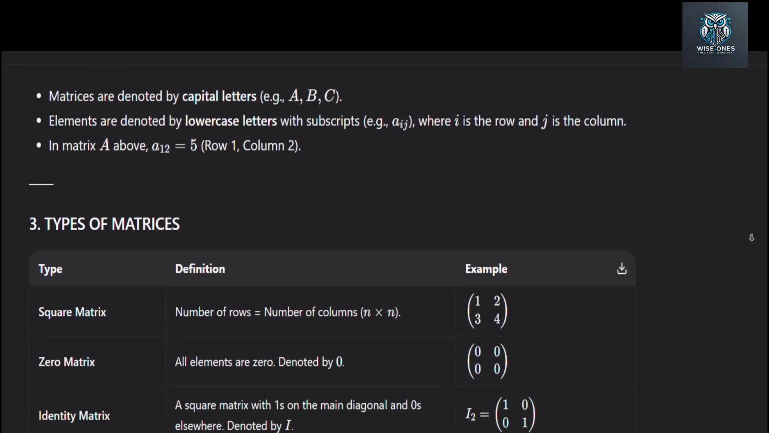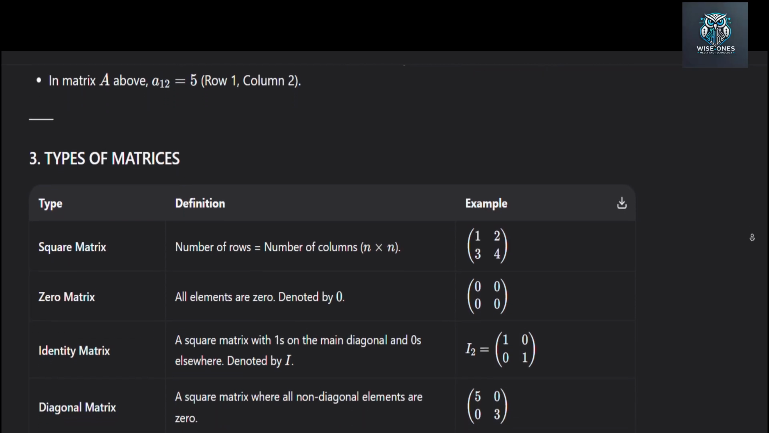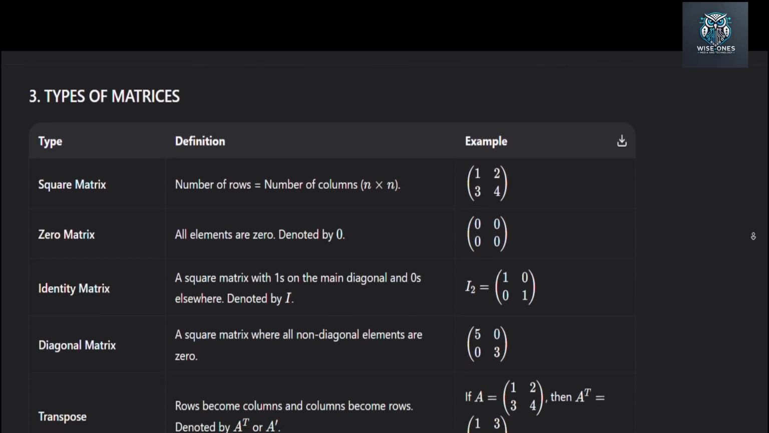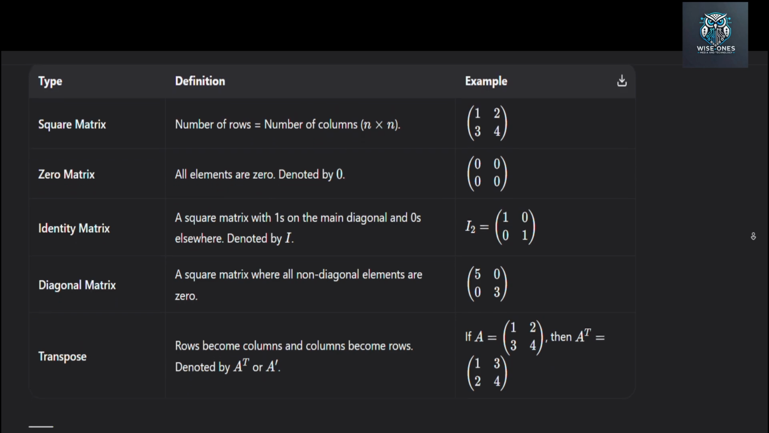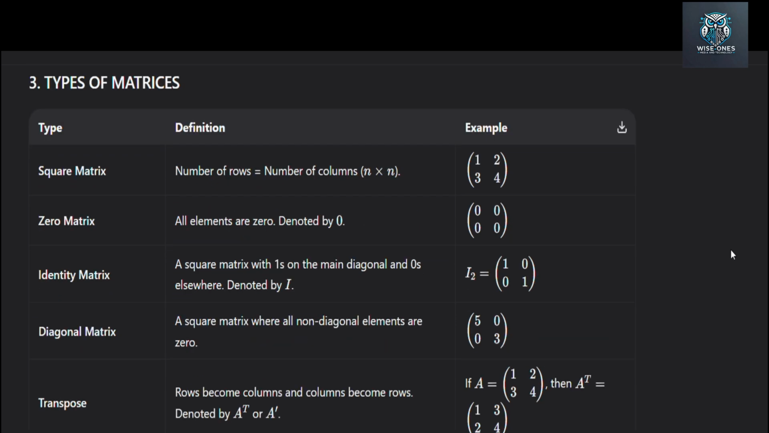Now, let us move to section 3, types of matrices. There are several types you need to know. First is the square matrix. This is when the number of rows equals the number of columns. For example, a 2 by 2 matrix or a 3 by 3 matrix. Second is the zero matrix. This is a matrix where all elements are 0. It is denoted by the number 0. Third is the identity matrix. This is a square matrix with 1s on the main diagonal and 0s everywhere else.